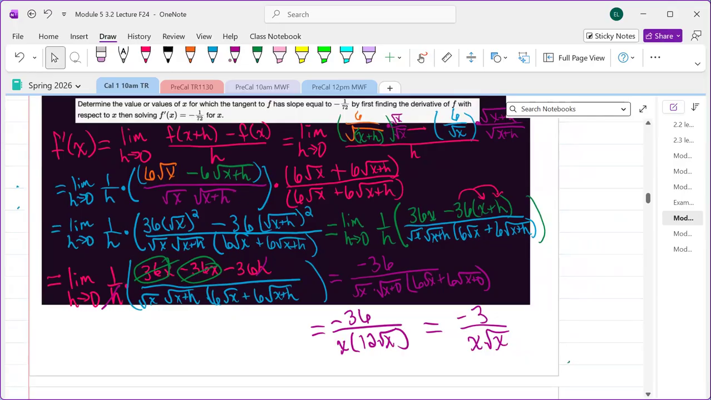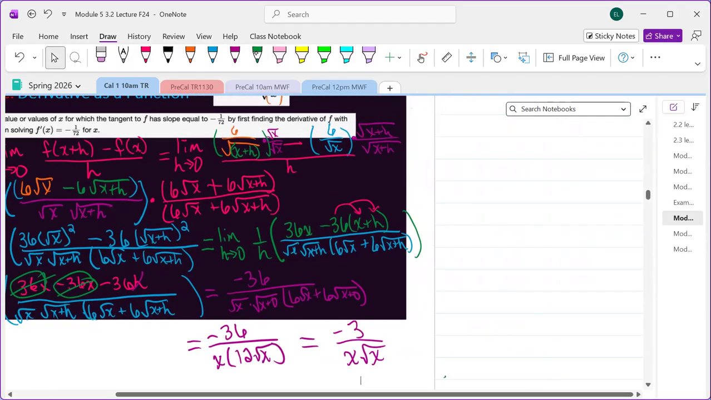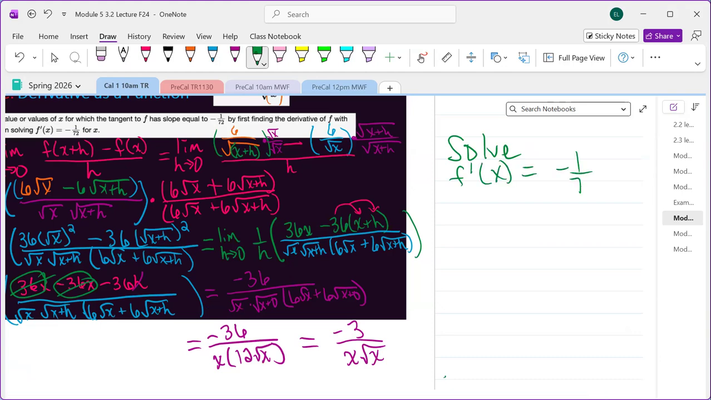So all of that was to find the derivative formula. We haven't answered the question. We just did the first step. The question was, at what x values is the slope of the tangent line equal to negative 1 over 72? So now we are supposed to solve f prime of x equals negative 1 over 72.